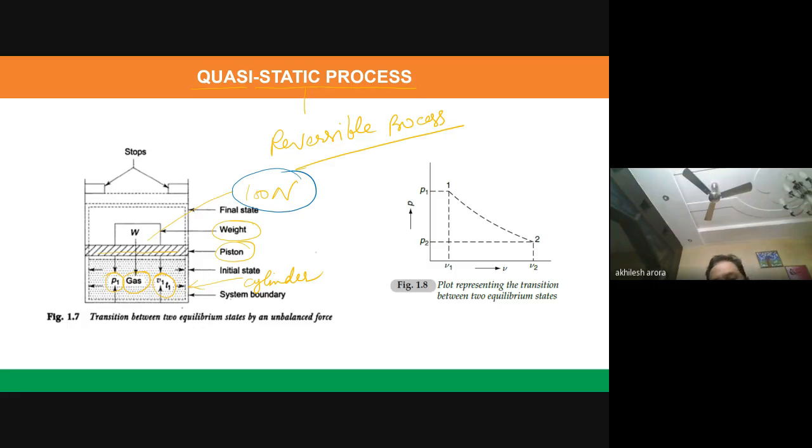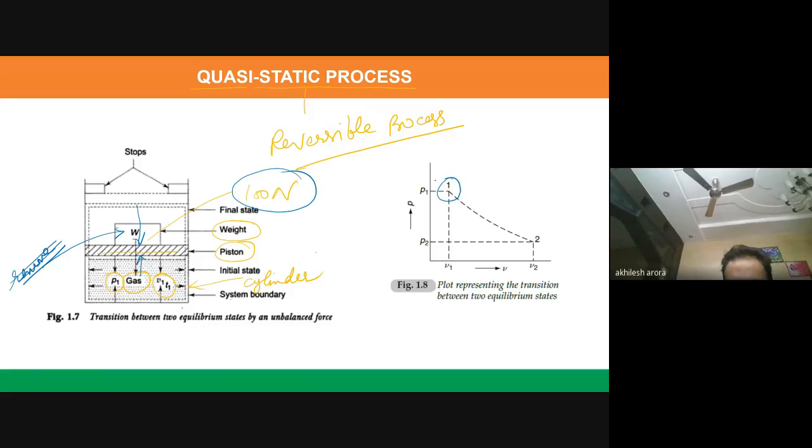Now I suddenly lift this weight, I remove this weight. But before that, forget about this part first. Now the pressure in the gas is P1, V1 and T1. This is one of the equilibrium states of the gas under this particular pressure, because the pressure acting here is balanced by the pressure here. Whatever is the temperature outside, same is the temperature inside. This equilibrium state is represented here by point number 1.